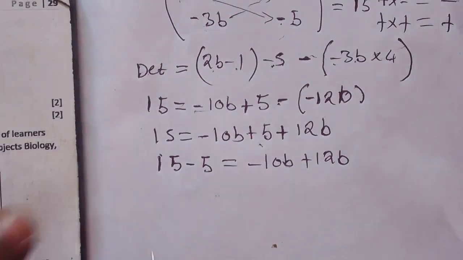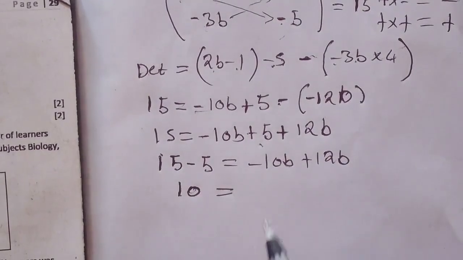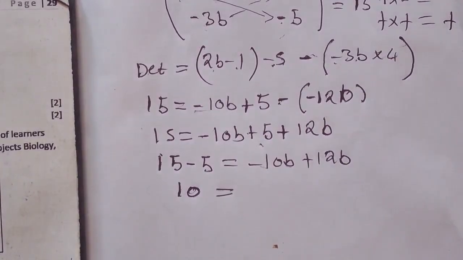So 15 minus 5 will give you 10, which is equal to negative 10b plus 12b. Here we get a sign from the bigger number, which is 12. And if we're dealing with two different signs, just know that it's to subtract. But if you're dealing with two same signs, it's to add.